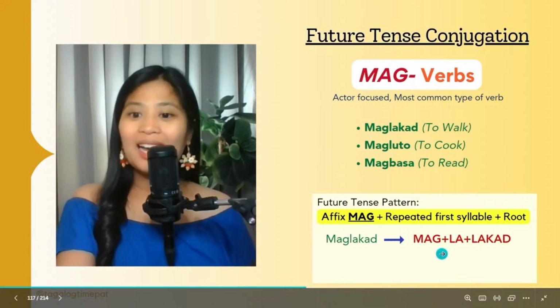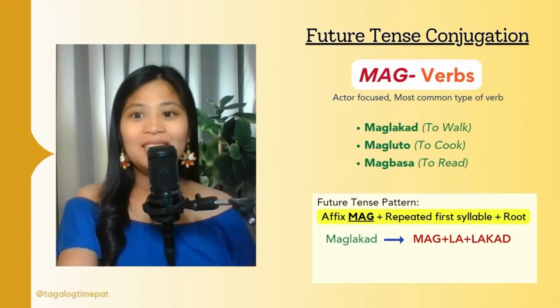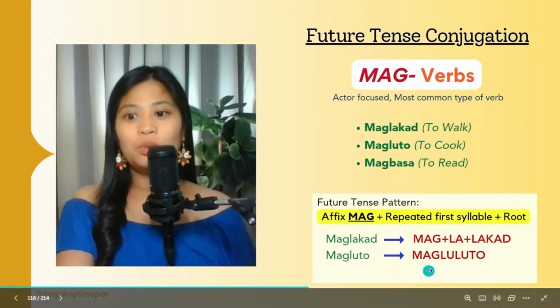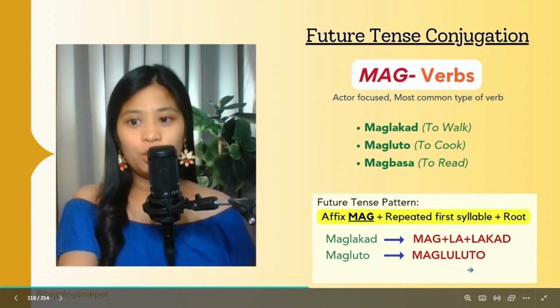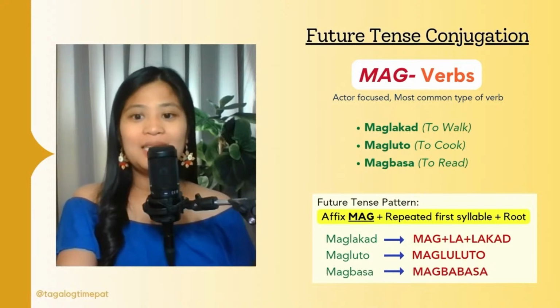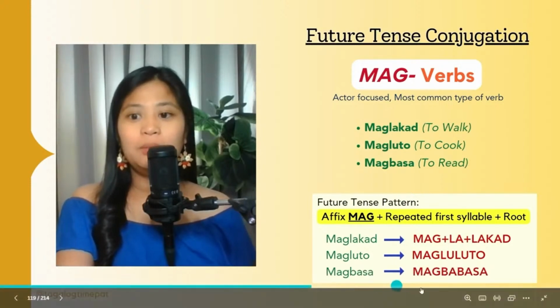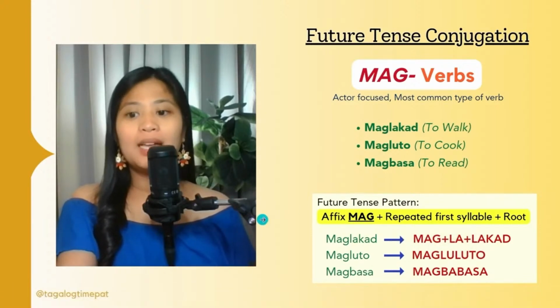So maglalakad ako, I will walk. Maglalakad. Magluto, to cook, in the future tense will be magluluto. Again, the affix is mag, then there's the repeated first syllable, and then the root. Magluluto sila, they will cook. Lastly, magbasa, to read, becomes magbabasa. Magbabasa ako, I will read.